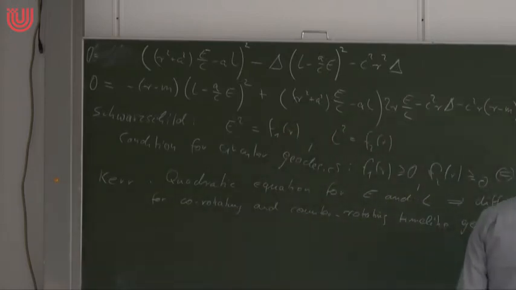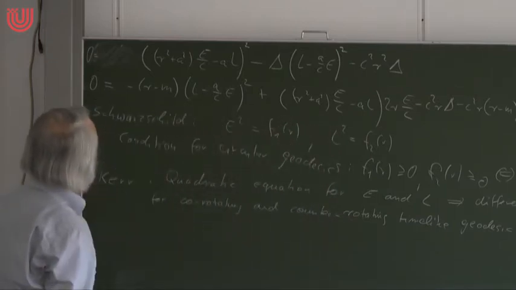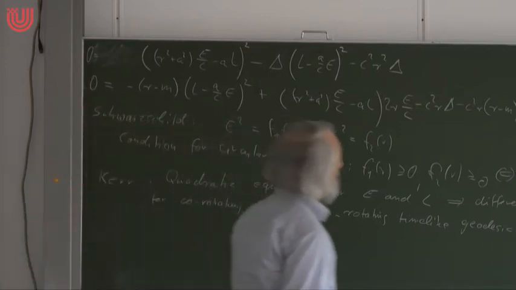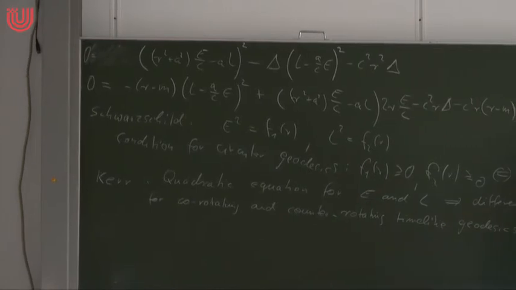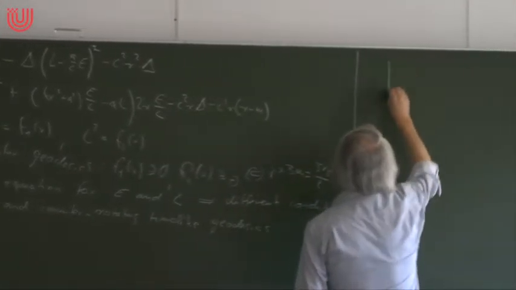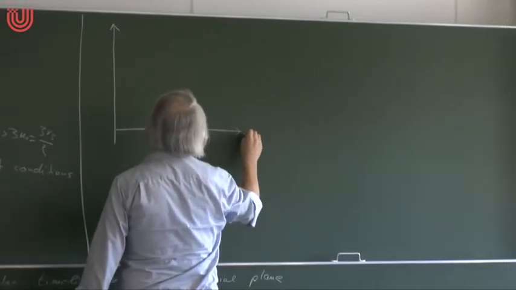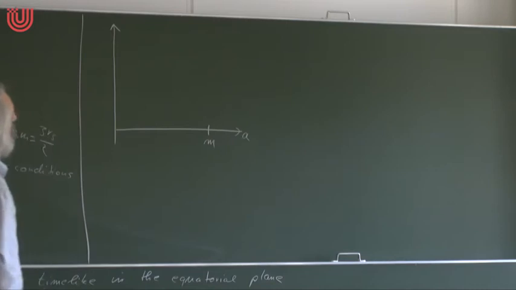Actually, the expression becomes surprisingly complicated. In this form, it doesn't look so bad. But if you start writing it out, it becomes really, really ugly. So I decided not to do this on the board. The usual way of plotting this is that you plot here your spin parameter, and you want to have a black hole, so we consider it only up to m. Without loss of generality, let's assume A is positive. So the black hole rotates in the positive phi direction.